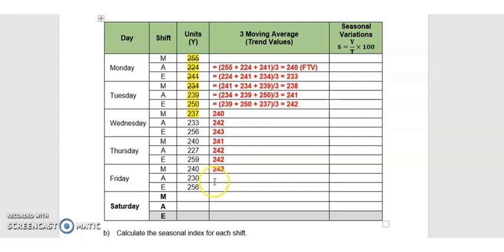Last trend value. How do we get this last trend value? You need to add the last three values here. Once you total up the last three values, then you stop. So here will be 240 plus 230 plus 256 divided by 3. So the last trend value here is 242. This one we call the last trend value.